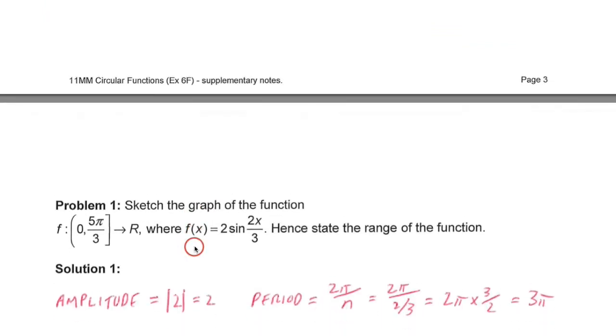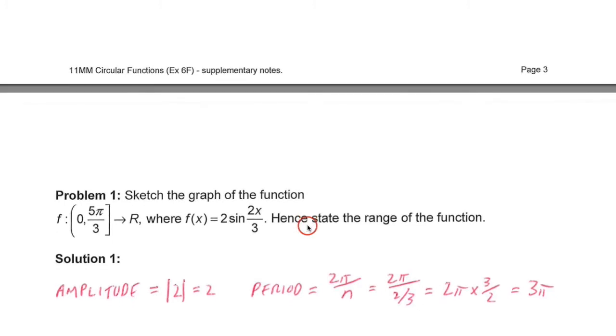Alright, here we have a problem. Sketch the graph of the function. We've got f, given that we go from 0 to 5 pi on 3. Notice it's a circular bracket, so that means we're not including where x is equal to 0, but we are including 5 pi on 3 because we have the square bracket. So the domain is between 0 and 5 pi on 3, and we can have any real number produced from this rule here. f of x equals 2 lots of sine of 2x on 3. And we have to state the range of the function at the very end.